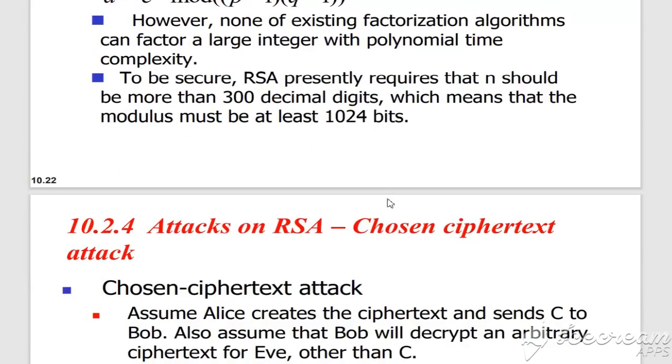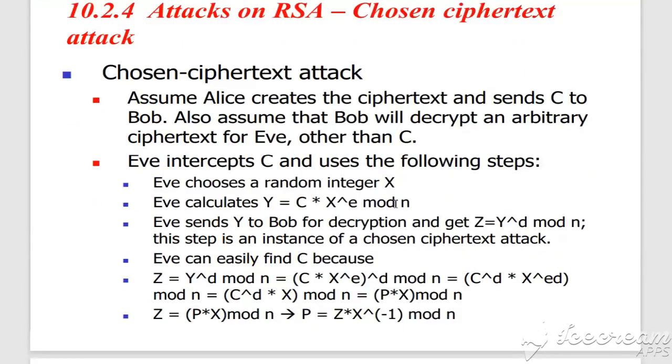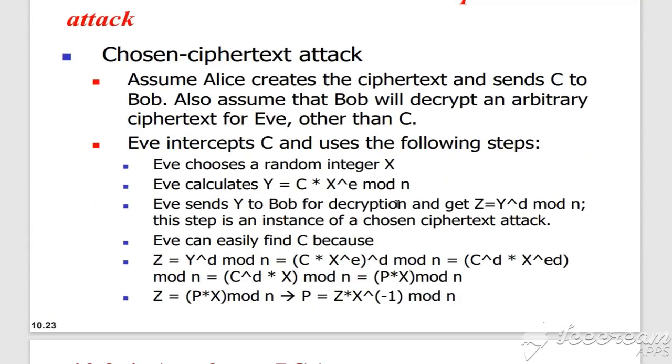The next is the chosen ciphertext attack. A potential attack on RSA is based on the multiplicative property of RSA. So assume that Alice creates the ciphertext C and sends this ciphertext to Bob. Also assume that Bob will decrypt an arbitrary ciphertext for Eve other than the ciphertext that is sent now. So Eve intercepts the C and uses some steps.